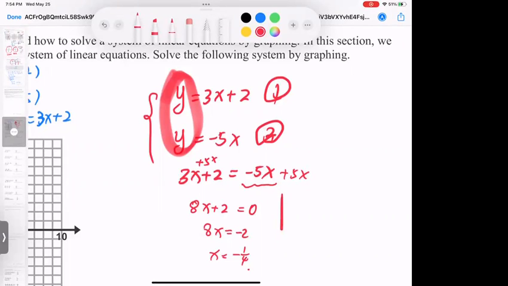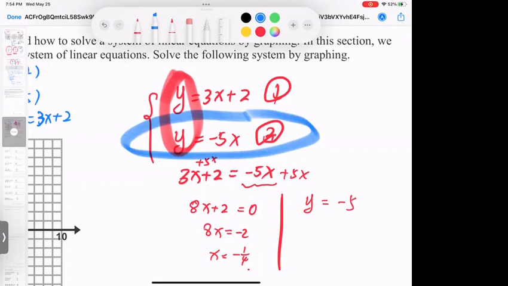So when you know x, what is y? What is y, Amy? You can use equation 2, or maybe if you want, you can use equation 1. It depends. Times negative 1 over 4 is positive 5 over 4, right? So we got the algebraic solution, right? The solution is negative 1 over 4 and 5 over 4, right?